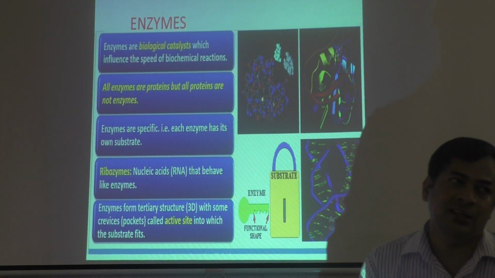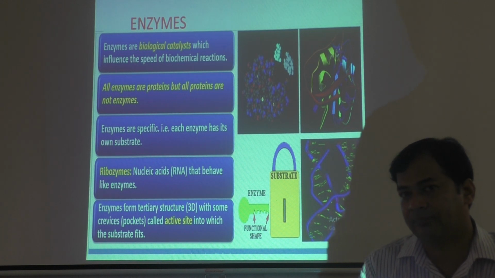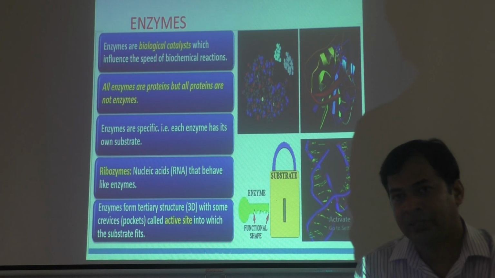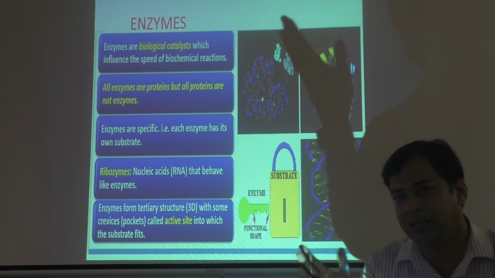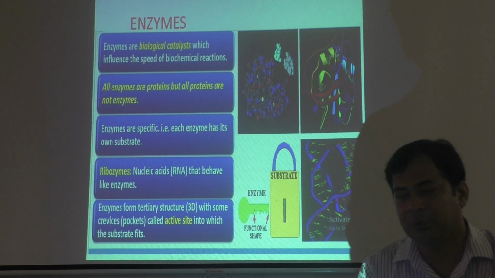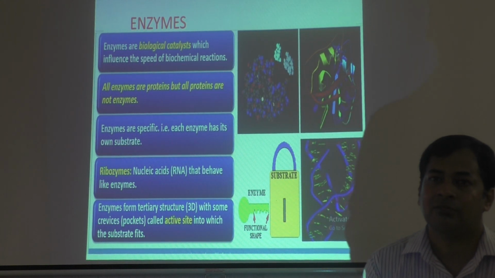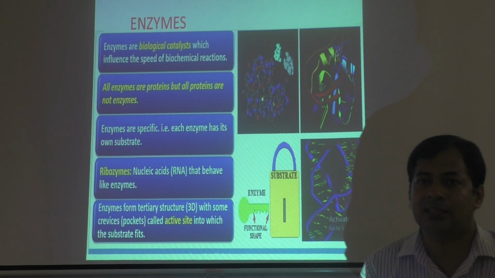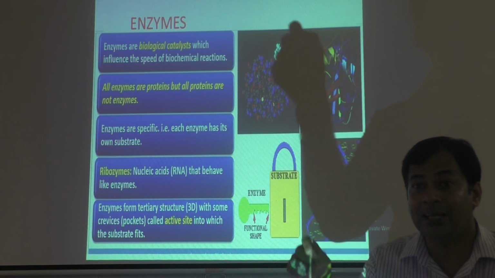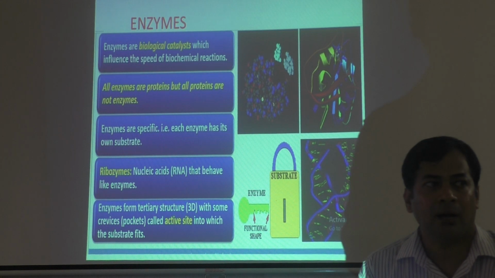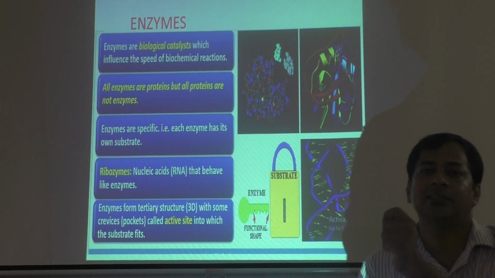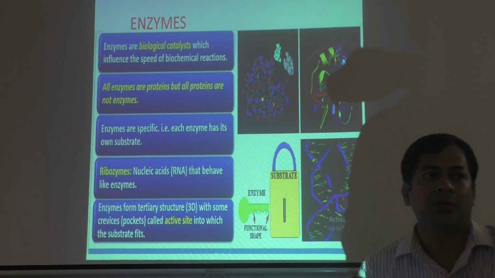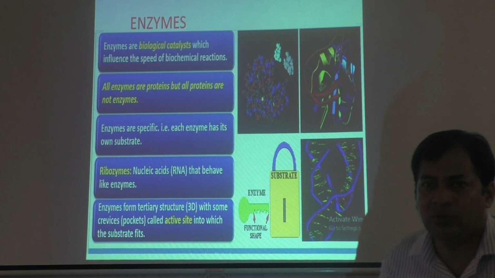For any substrate, you cannot use any enzyme. We'll take some other example. This lactase enzyme can work only on milk, not on any other material. Suppose starch is there. Starch is a substrate. For starch, you cannot use lactase enzyme. You should use amylase enzyme. Amylase enzyme works only on starch, and lactase enzyme works only on milk. I hope you understood. So enzyme is very specific.